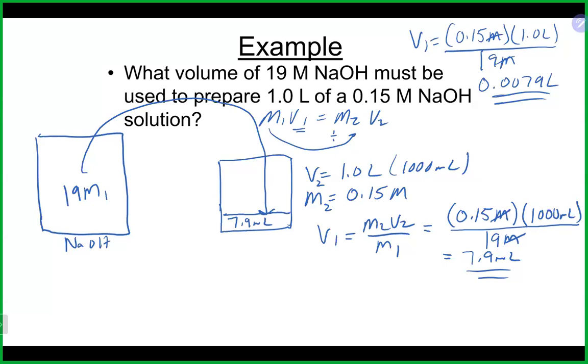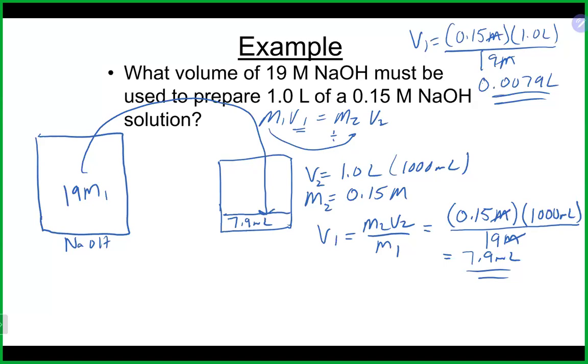Now, in order to finish this problem and make this solution, can I just put 1,000 milliliters of water in there with it? I cannot, because if I did that, I would have 1,000 plus 7.9. That's 1,007.9 milliliters. That's too much volume. My molarity will not be correct.